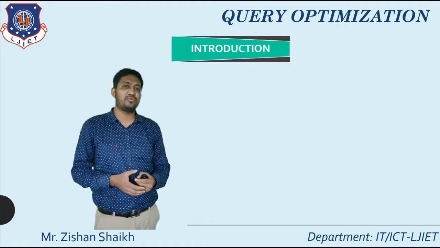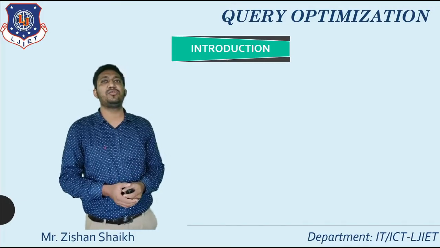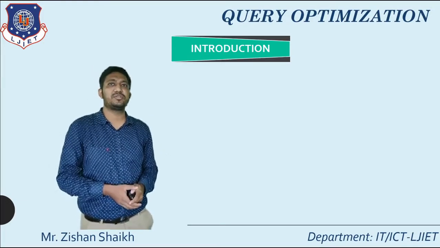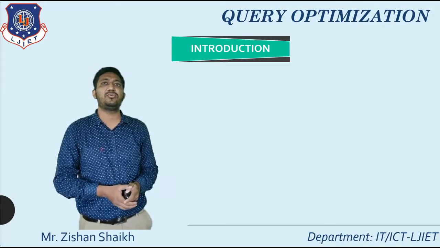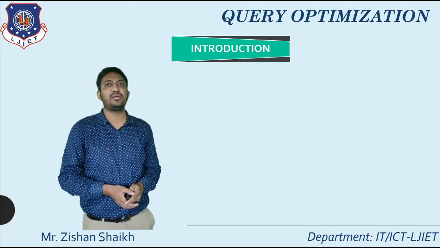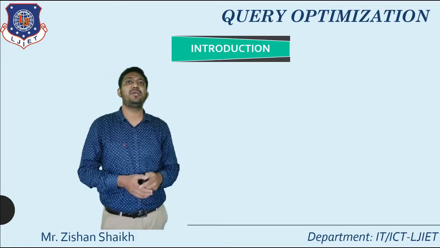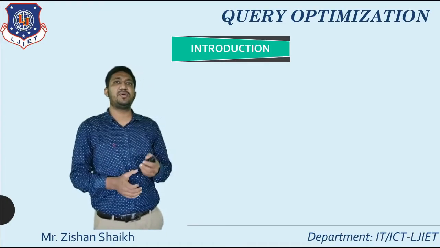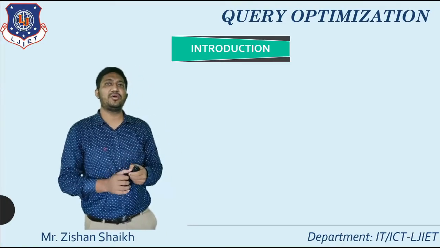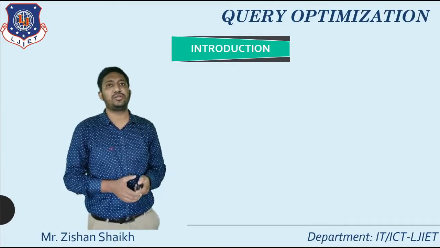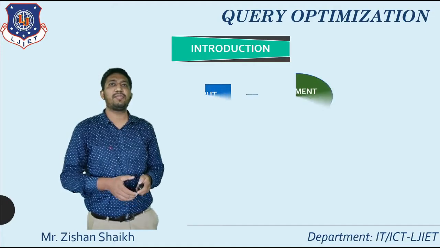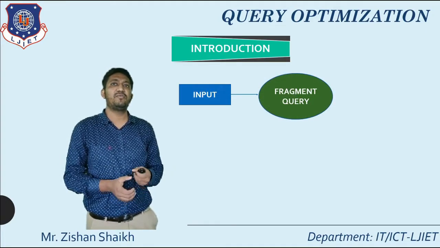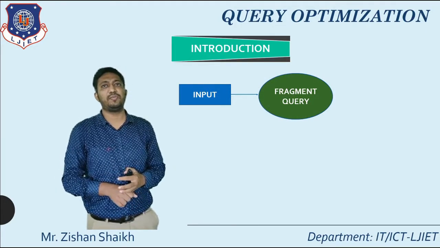So when the query processor gets the query from the user, it processes that query. First, it converts that query into the equivalent algebraic query. That algebraic query will determine from which particular site or table that query will be executed. So that query will be known as a fragment query. The fragment query is the input of the query processor for the optimization.